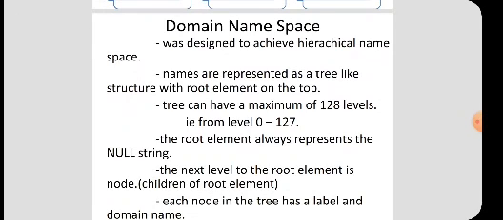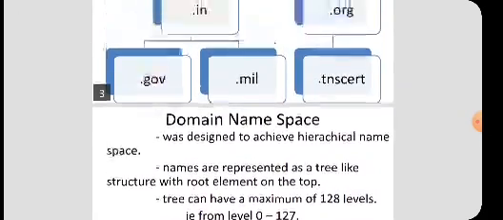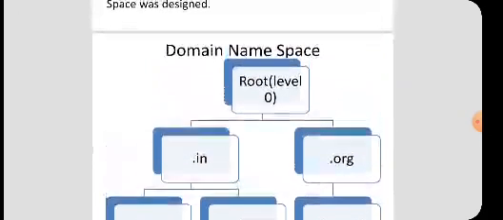Now let us see this picture again. This picture represents the domain namespace where the root element is present at the topmost level, that is level 0, and the root element always represents the null string. The next level to the root element is node, the children of the root element. Each node in the tree has a label and a domain name.